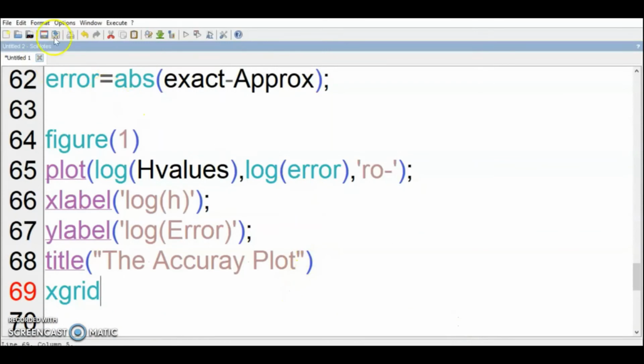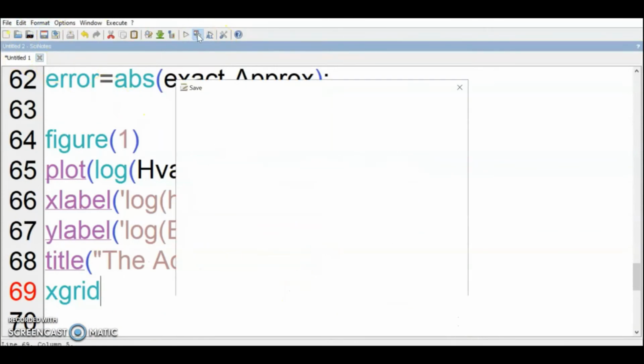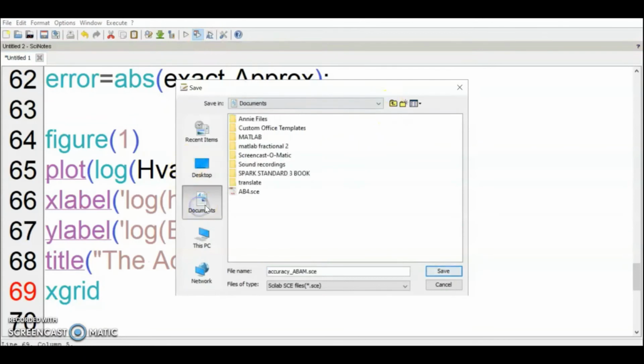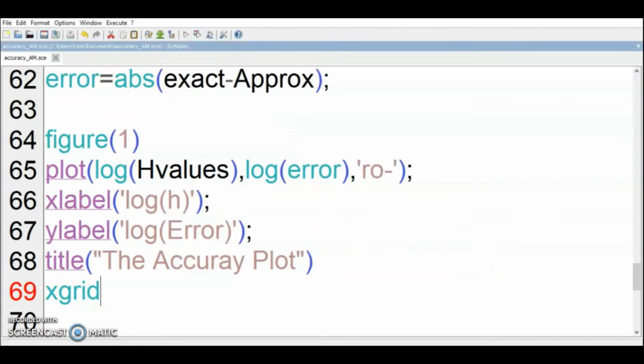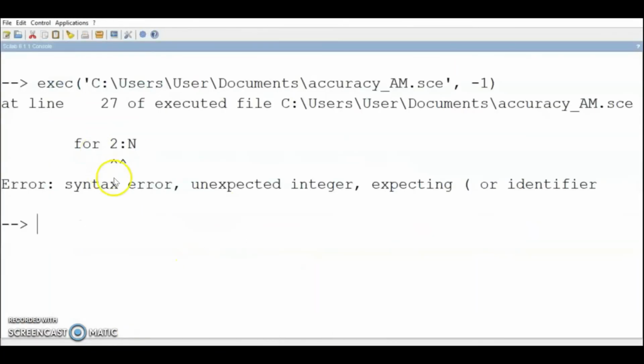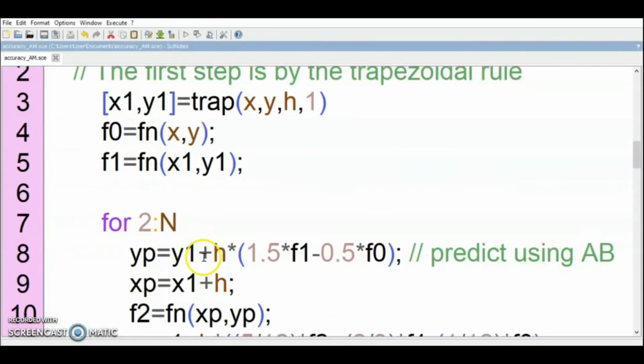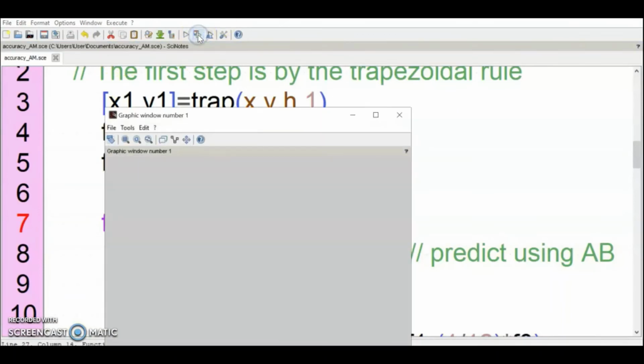Okay, let's try this. If there's an error, we can fix it. So I'm going to run it and save it somewhere here. Call it accuracy underscore, that's fine, or accuracy Adams-Moulton. If you have an error, the graph will not be produced, but that's okay. We're going to fix the error. Look at here, line 27: for 2 to n. It should be i equals 2 to n. We can fix that easily. i equals 2 to n. Let's run it again.